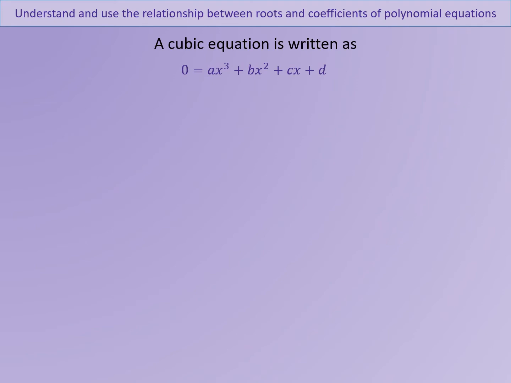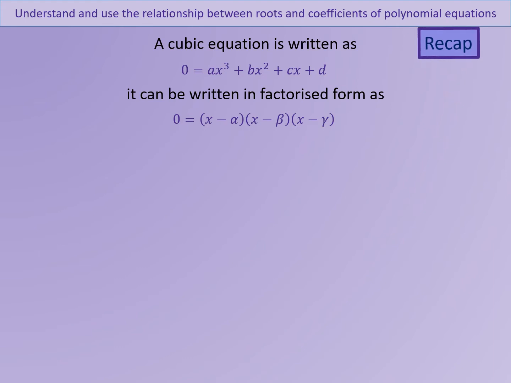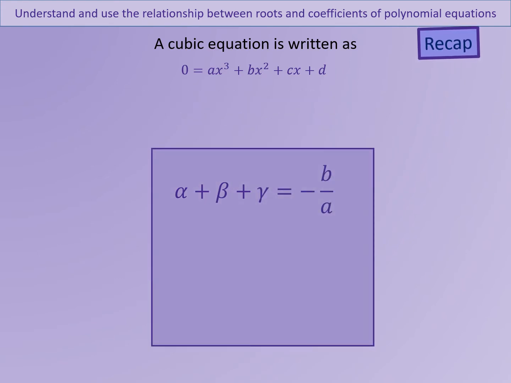Okay, so this is just a recap of what we covered last lesson. A cubic equation can be written in its general form ax cubed plus bx squared plus cx plus d, but also could be written in its factorised form where we can show what the roots are, and in this case the roots would be alpha, beta, gamma. And this leads to the sum of the roots being minus b over a, the sum of the product pairs being c over a, and the product of the roots as minus d over a.